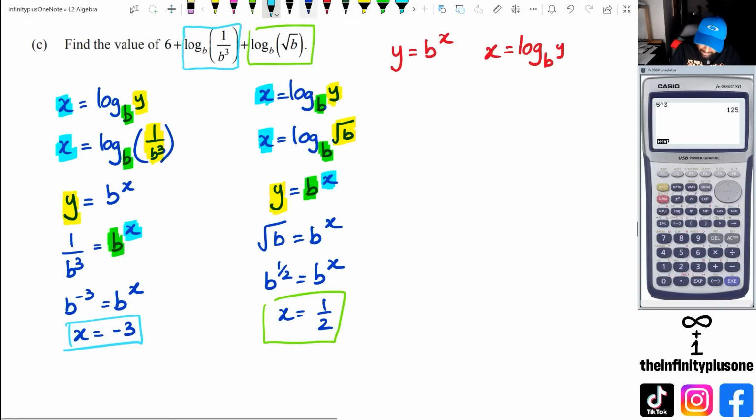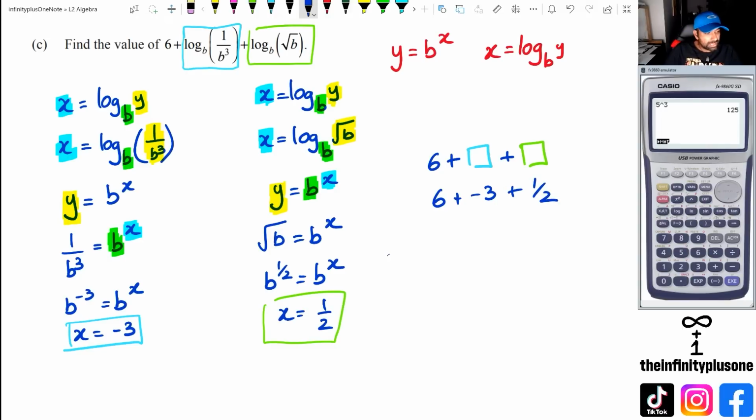So if I want to find the value of it, I'm going to get 6 plus whatever is in the blue box plus whatever is the green box, which means I've got 6 plus -3 plus a half, which means the answer that I'm going to get is 3.5. I'm hoping that I'm on the right track here. Yep, 3.5 is the final answer.